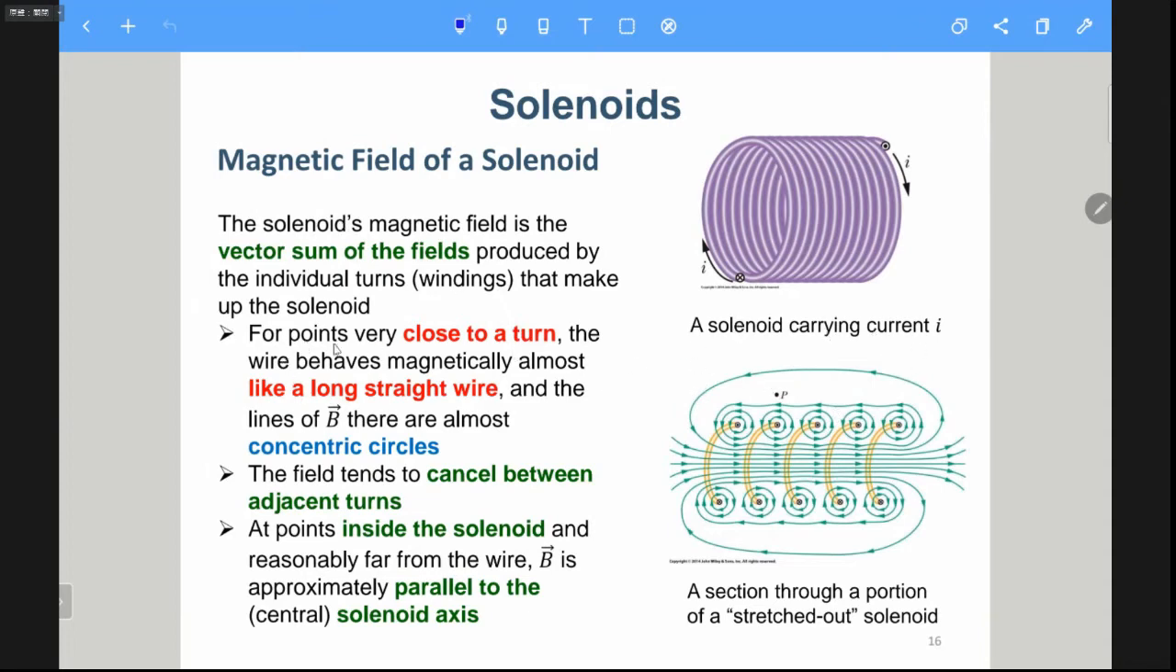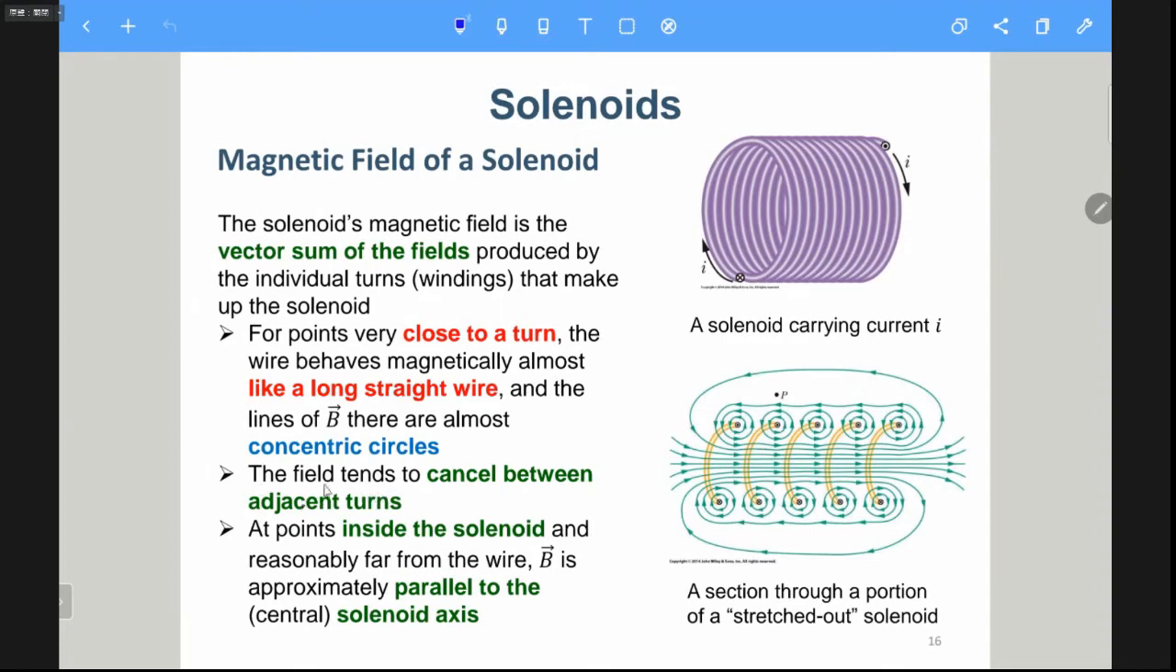So it says for the points very close to a turn, the wire behaves magnetically almost like a long straight wire, and the lines of B are almost concentric circles. For this part, it means this case. Although it is not a long straight wire, it is approximately like it if you only consider the very small region close to the wire, then you can simply assume that it is something like a long straight wire, but of course a bending long straight wire like this.